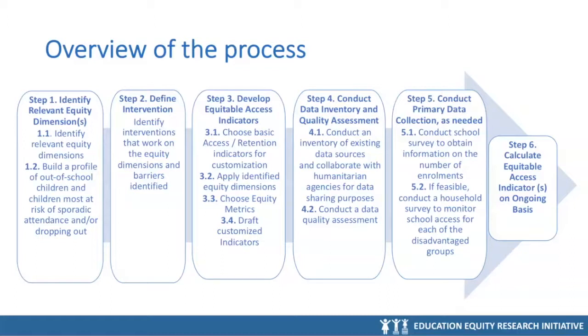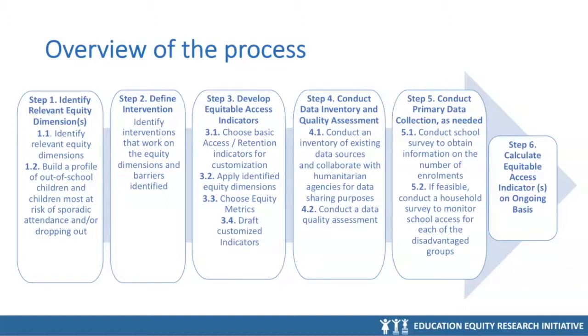Once the indicators are developed, we then conduct a data inventory and quality assessment. Depending on the gaps identified during the data inventory and quality assessment, projects may want to conduct primary data collection as needed and as feasible. The idea is that once all these 5 steps are in place, projects should be able to calculate equitable access indicators on an ongoing basis.